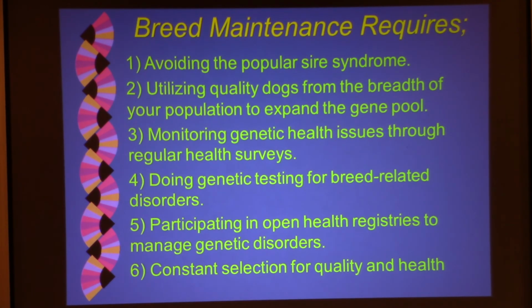So the last slide for this first half: breed maintenance requires avoiding the popular sire syndrome, utilizing quality dogs from the breadth of your population to expand the gene pool, monitoring genetic health issues through regular health surveys, doing genetic testing for breed-related disorders, participating in open health registries to manage genetic disorders, and constant selection for quality and for health. That is the only way that you're going to maintain the quality of your breed.